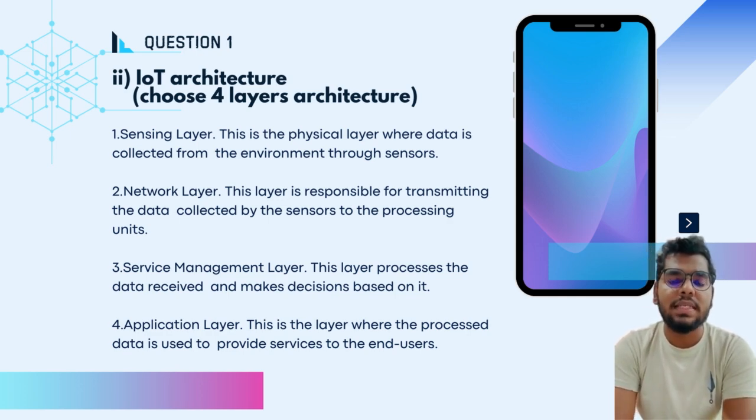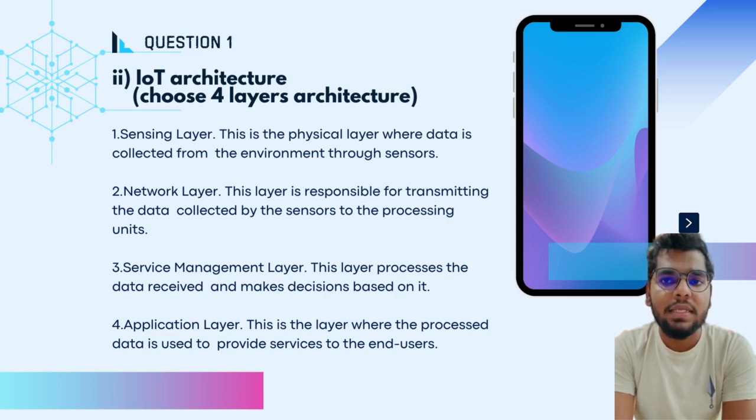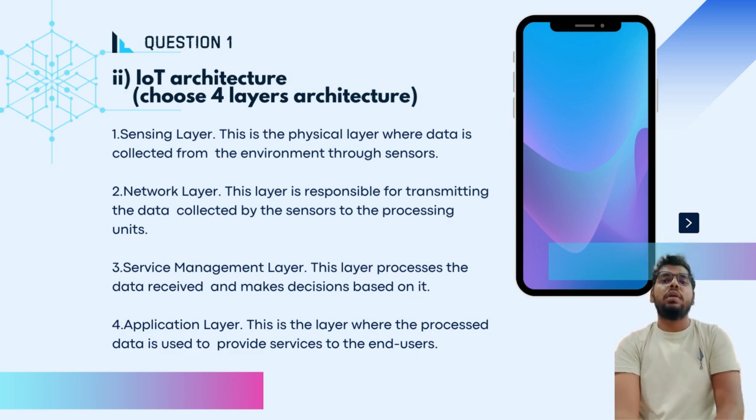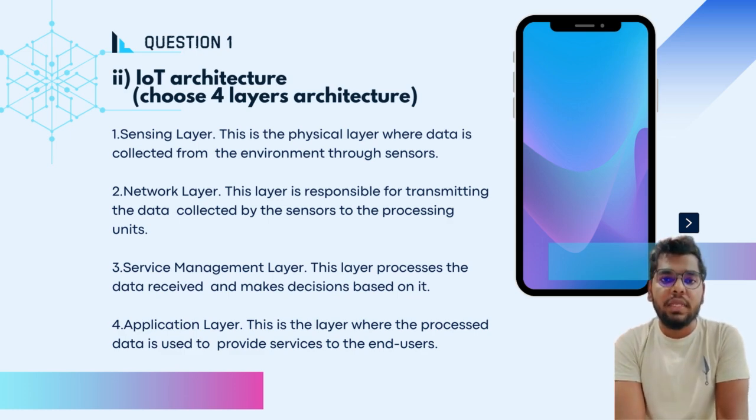And the fourth one is the application layer. The final layer where the processed data is utilized to provide services to end users. Applications in smart homes, health monitoring, industrial automation, and many other areas use this data to offer valuable services, improving efficiency and enhancing user experience.